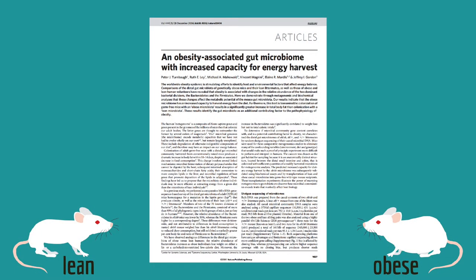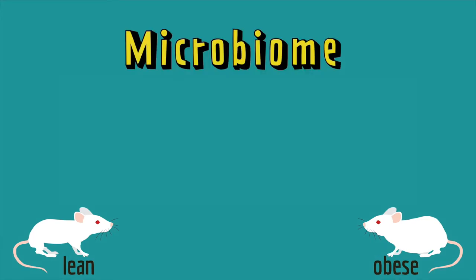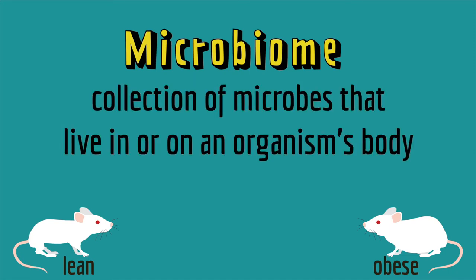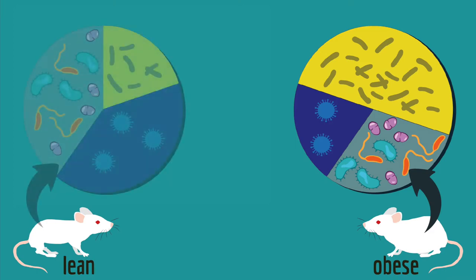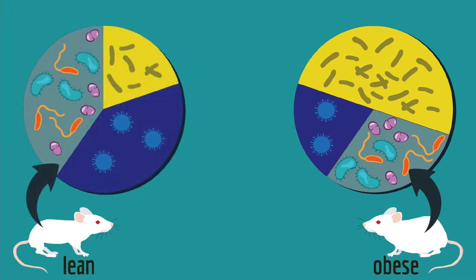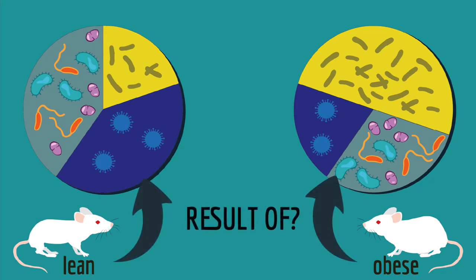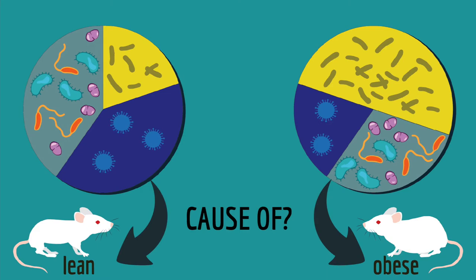For example, in this 2006 paper, scientists were studying weight maintenance in mice and the impact of the microbiome on weight gain. The microbiome is the collection of microbes that live in or on an organism's body. The scientists had shown that the gut microbiome of obese mice had a different composition of bacteria than the microbiome of lean mice. But they wanted to know if the bacteria in the microbiome was the result of the difference in weight, or if the microbiome caused the difference in weight.